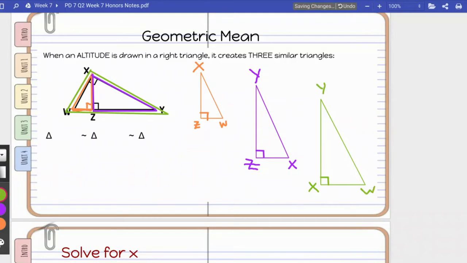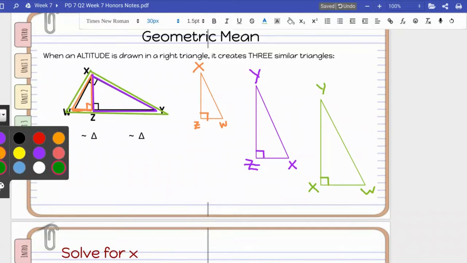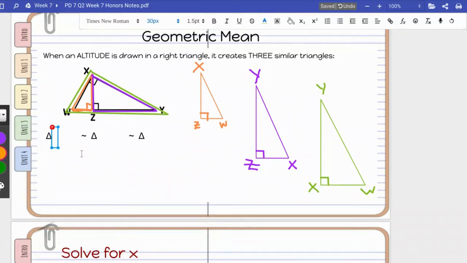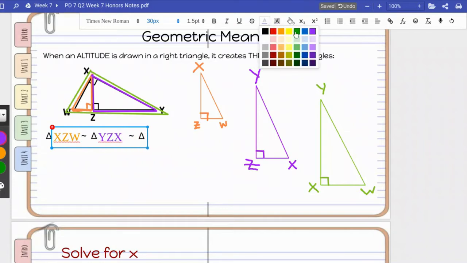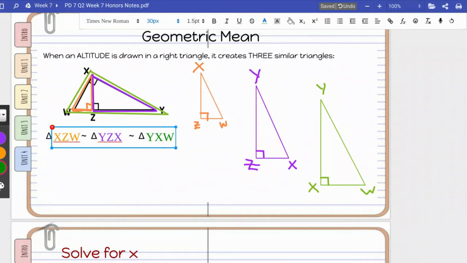This helps me figure out what my similarity statement would be. I can name the first triangle anything I want, so let's say I pick X, Z, W. Well, that's similar to the purple triangle, and what do we name the purple triangle? If I called the first triangle X, Z, W, I have to call the second triangle Y, Z, X. It has to go in order. So then I would have to call the third triangle, triangle Y, X, W.